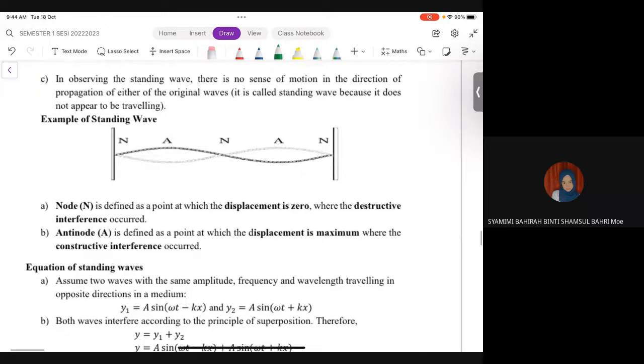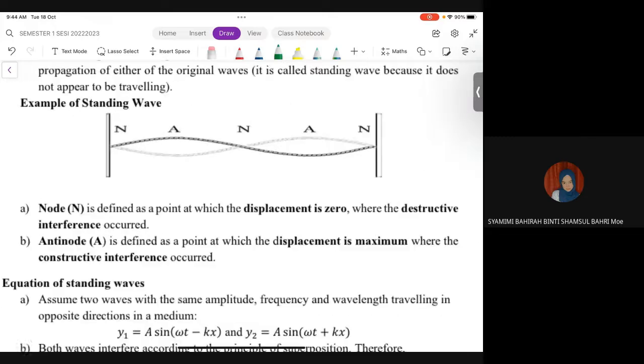Okay, so semalam ini yang awak nampak ni sebenarnya. So yang ini adalah ticker timer tu, yang ini adalah pulley tu. So N. Apa itu ni? Okay, N tu adalah node. Apa itu node? When the displacement is 0. So kalau you tengok, ini adalah dia dekat Y is 0. Ni paksi Y, dia duduk dekat equilibrium.